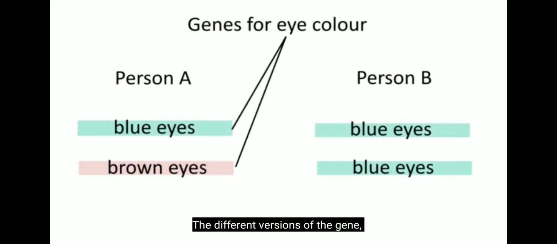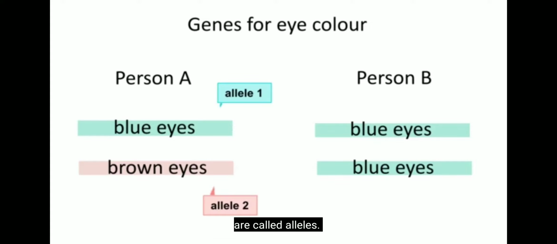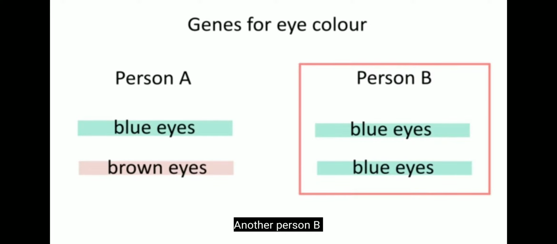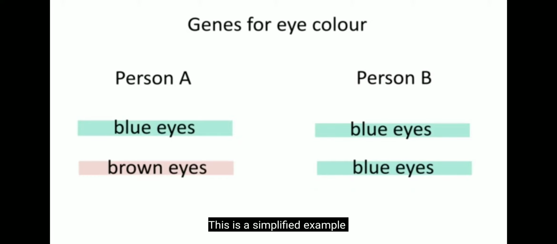The different versions of the gene coding for different versions of the protein are called alleles. Person A has an allele for brown eyes and an allele for blue eyes. Another person B may have 2 alleles for blue eyes. This is a simplified example where we assume only one gene affects eye color. In reality, a trait is often affected by multiple genes.